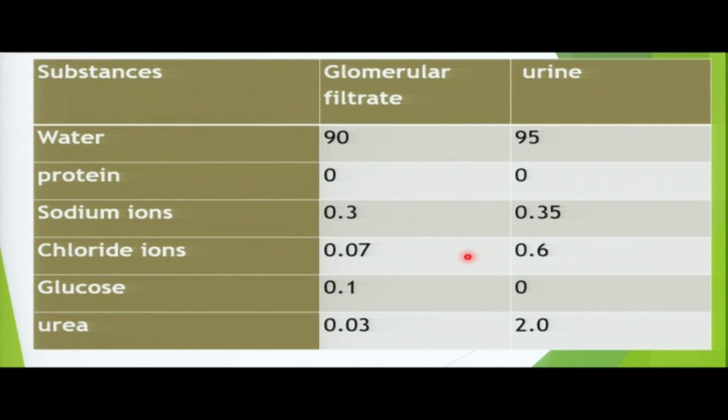Now, if you understand this mechanism, what is the composition of urine? In the urine, water is 95. We have zero protein in the urine because proteins have been reabsorbed. Sodium ion is 0.3, chloride ion is 0.6. Glucose is 0 in the urine because it is already reabsorbed. Urea is 2.